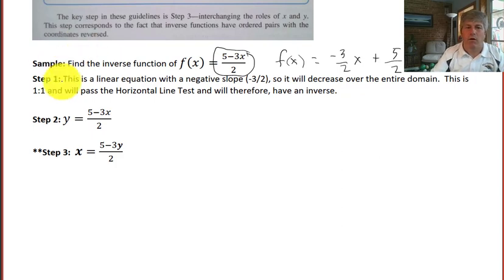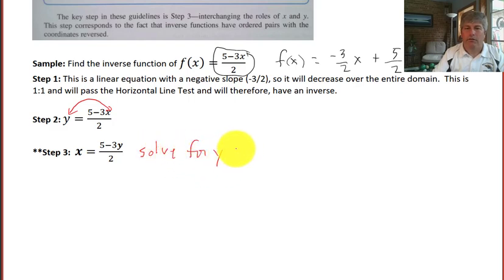Let's go ahead and follow our process and find out what that inverse is. I've already changed f of x to y, so we have y equals 5 minus 3x over 2. Now in step 3, we're going to flip the roles of x and y, so we switch those two. We get x equals 5 minus 3y over 2. And at this point, we solve for y.